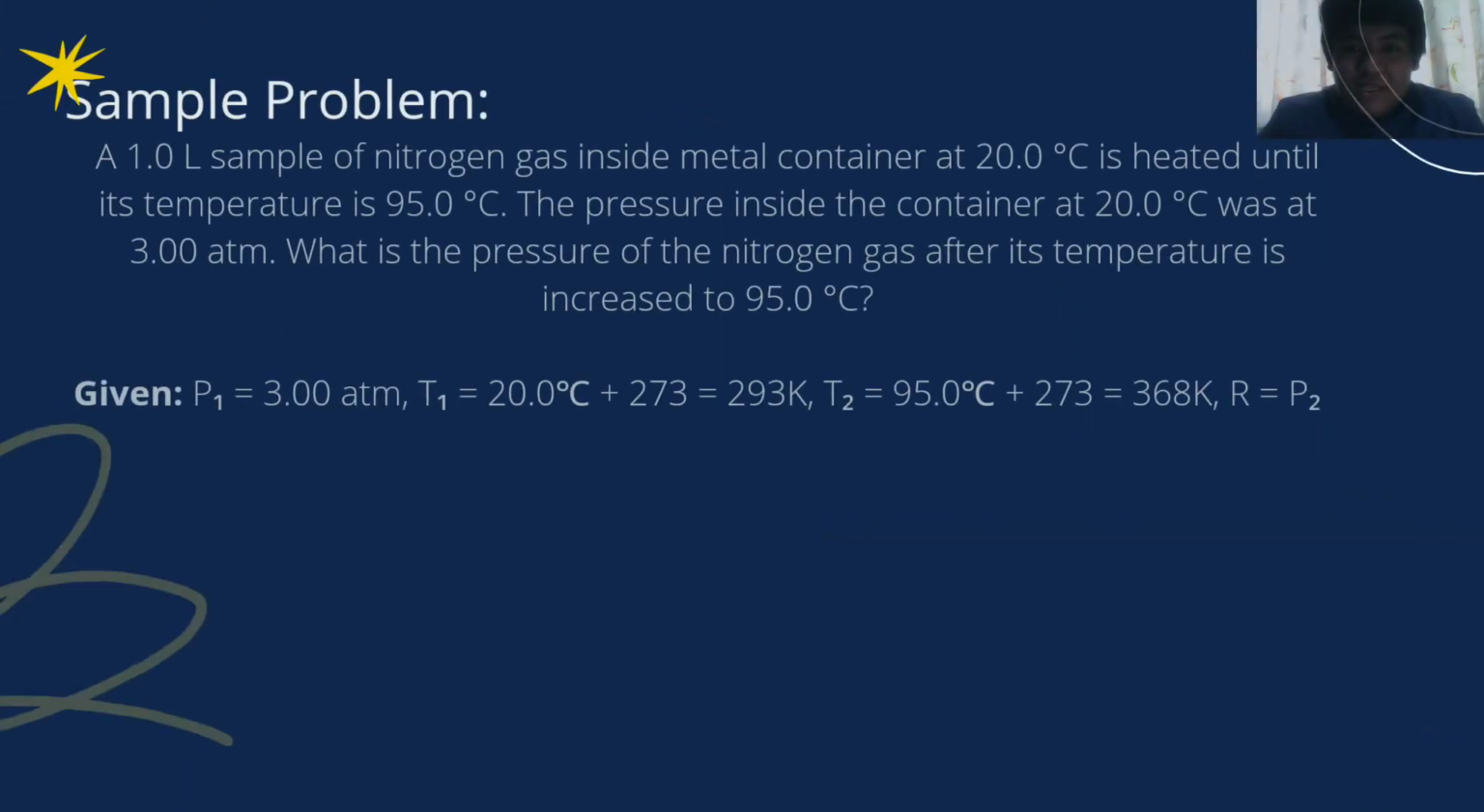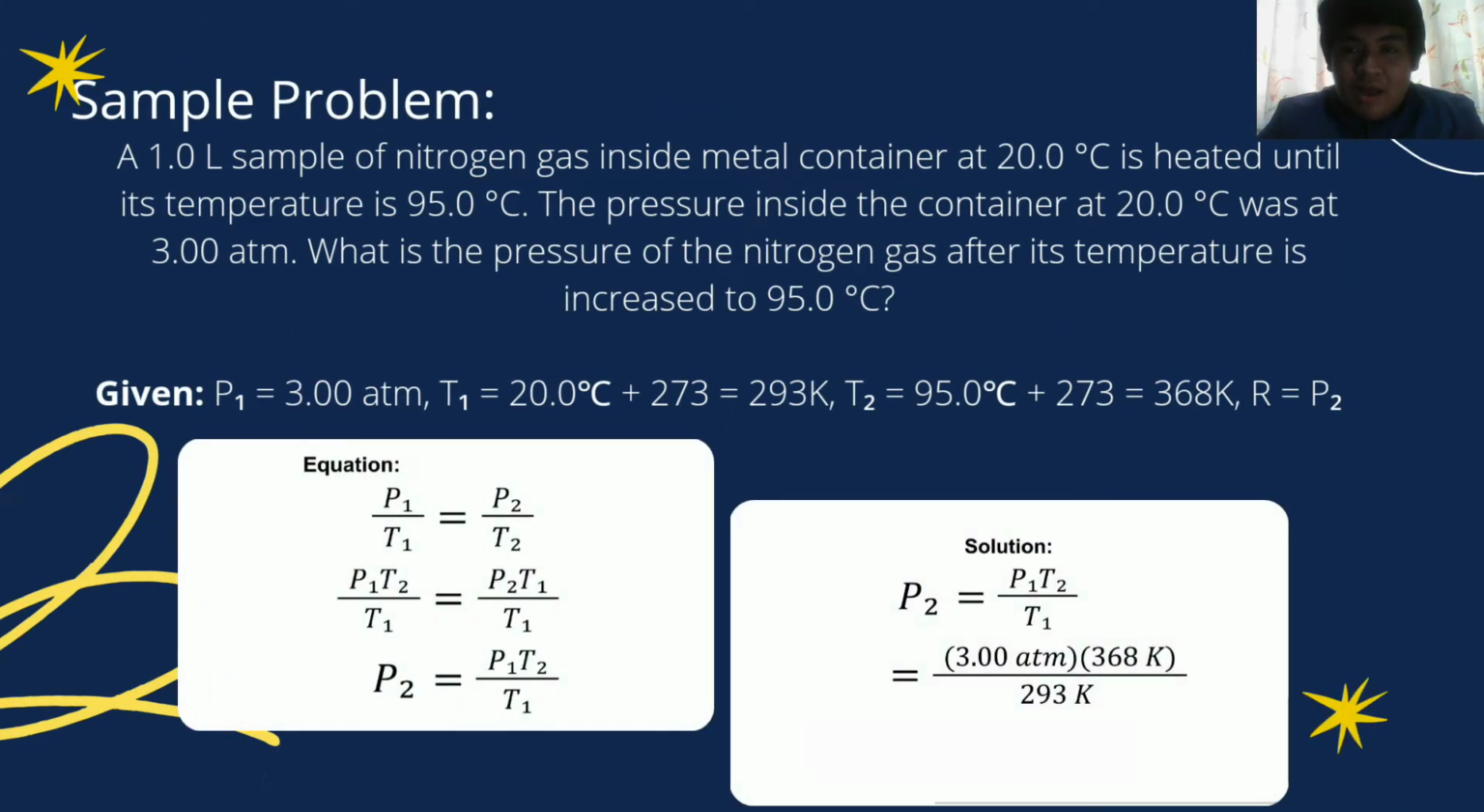So here's our sample problem. A 1 liter sample of nitrogen gas inside a metal container at 20 degrees Celsius is heated until its temperature is 95 degrees Celsius. The pressure inside the container at 20 degrees Celsius was 3 atm. So atm means atmospheric pressure. So the question is, what is the pressure of the nitrogen gas after its temperature is increased to 95 degrees Celsius? So first we need to identify our given.